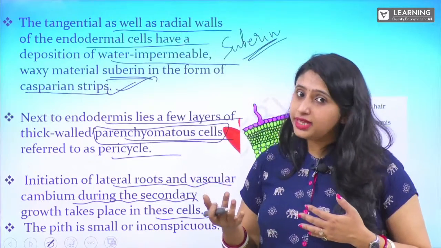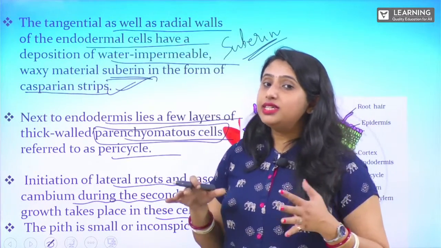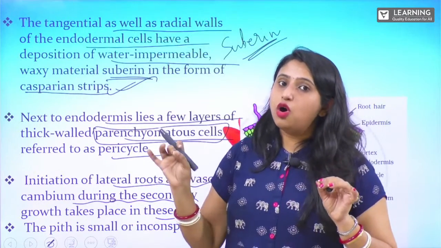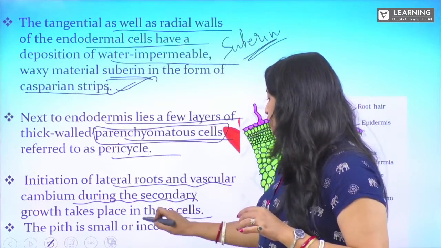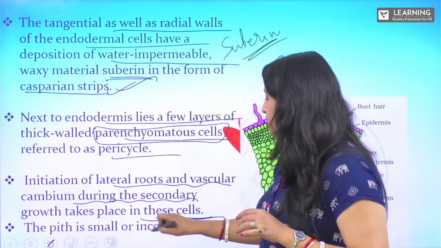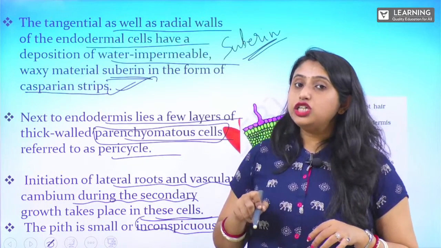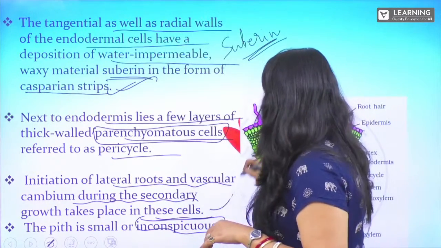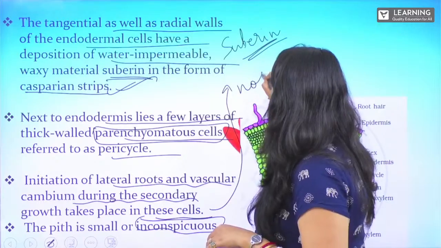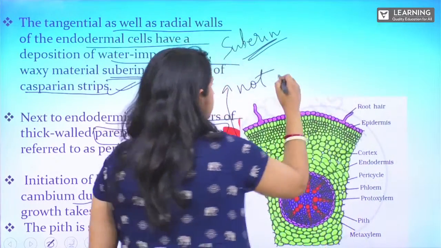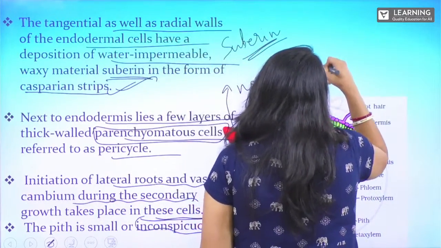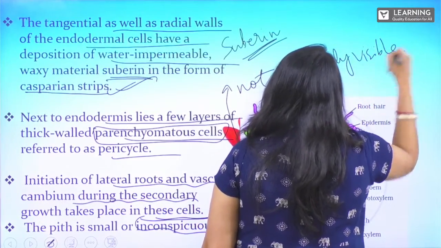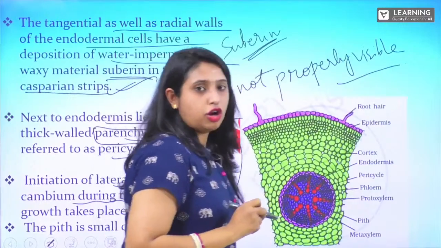And you have seen the pith, isn't it? How is the pith? Is it large or small? The pith is very small and inconspicuous. What do we mean by inconspicuous? Inconspicuous means which we cannot see properly, which is not properly visible. That is the meaning of inconspicuous.